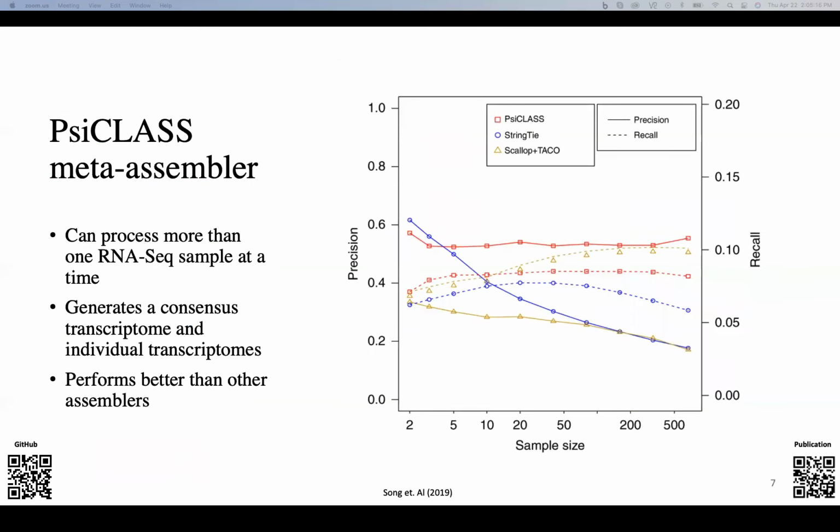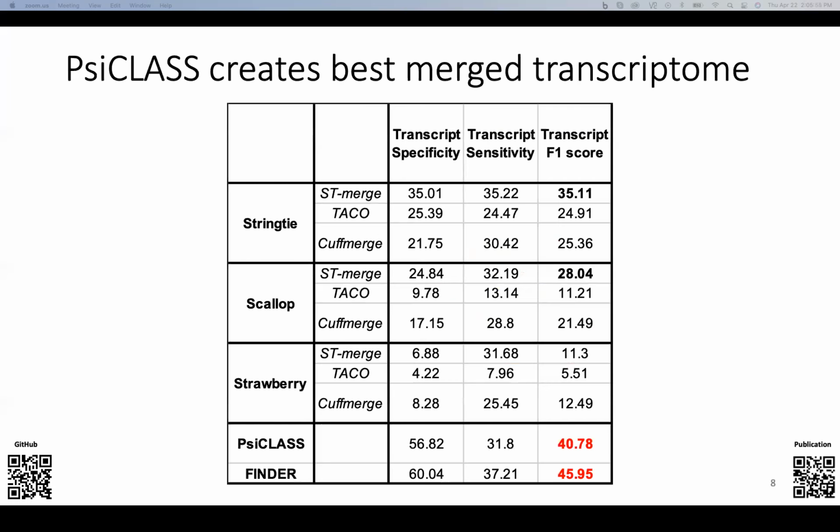So Finder uses a single assembler to generate transcriptome assemblies. It was shown in this paper that the meta-assembly approach undertaken by Class worked better than StringTie merge or TACO. In this particular diagram, you can see that with increasing sample size, both precision and recall for Class are almost the same. But if you consider the other consensus assemblers like StringTie merge and Scallop plus TACO, you will find that for some of them the recall or the precision reduces as the sample size increases.